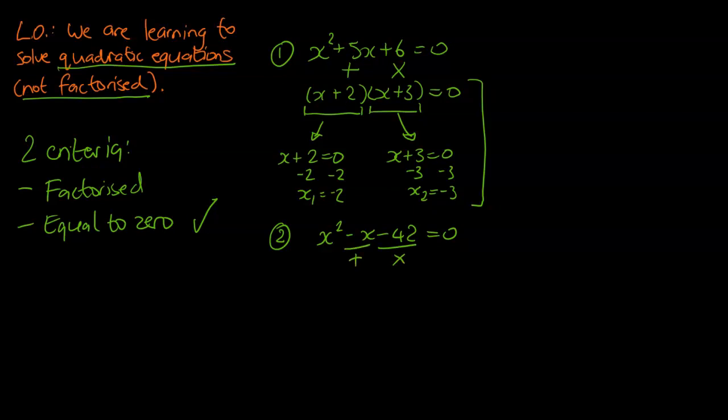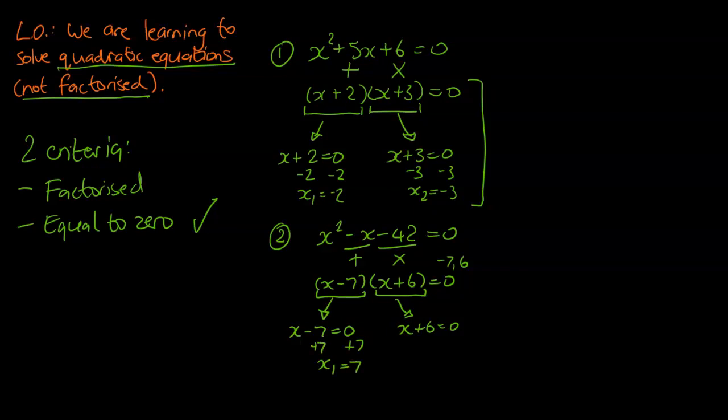I'm thinking it's going to be, what about negative 7 and positive 6? So we're then going to factorize for that. x minus 7, x plus 6 is equal to 0. We're then going to split into its two parts. So let's say x minus 7 is equal to 0, and our second part, x plus 6 is equal to 0. We can go ahead and solve each part. So we're going to go plus 7 and plus 7. So that means our first answer is positive 7, and minus 6 minus 6, and that means our second solution will be equal to negative 6.